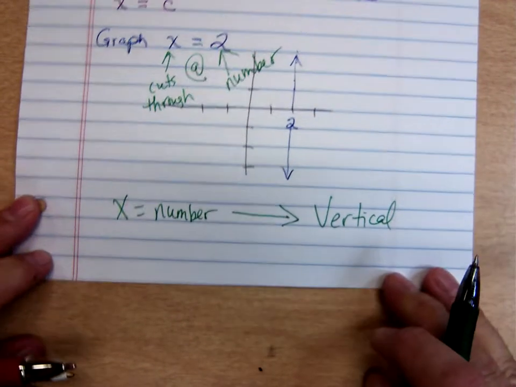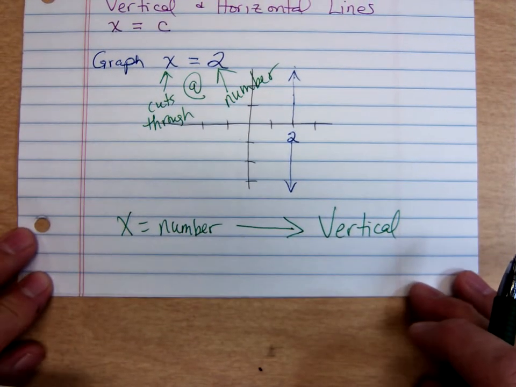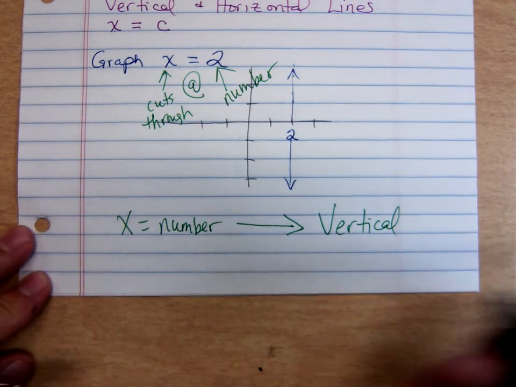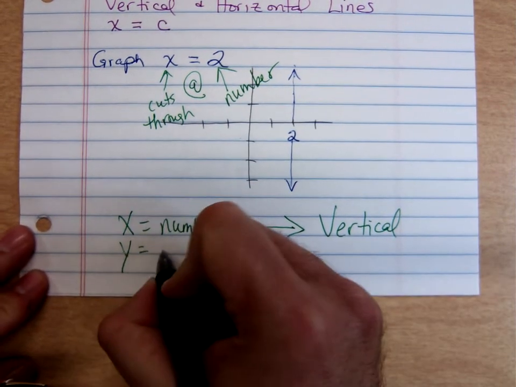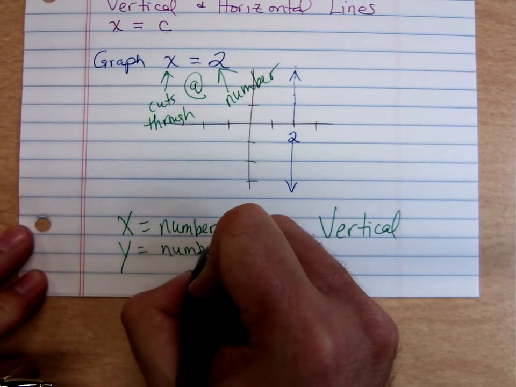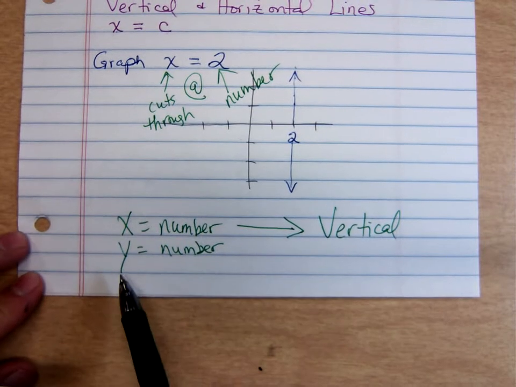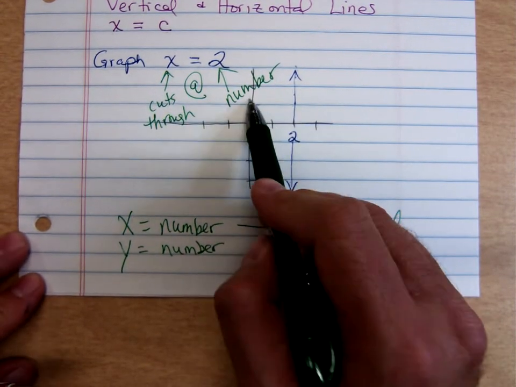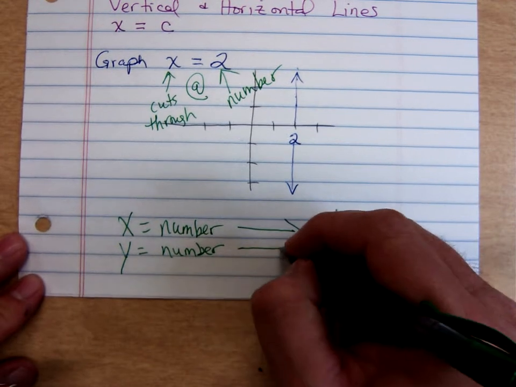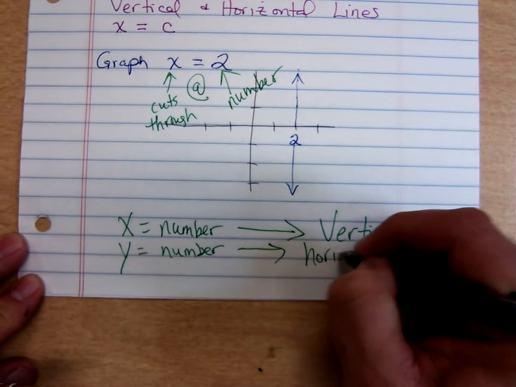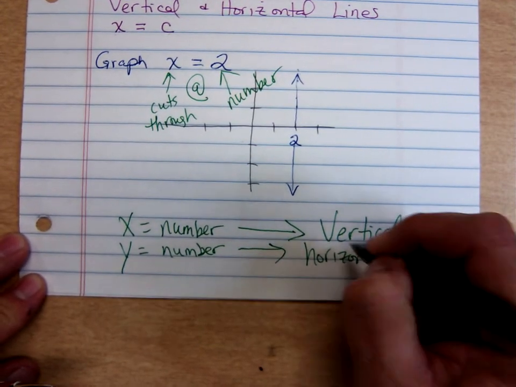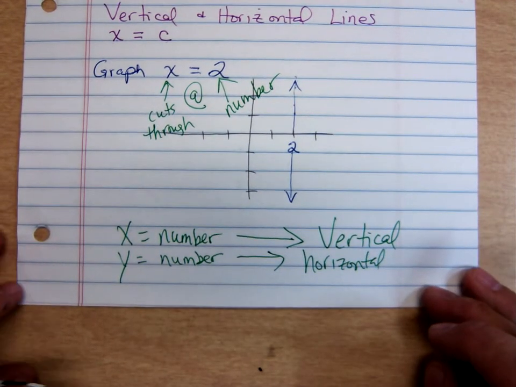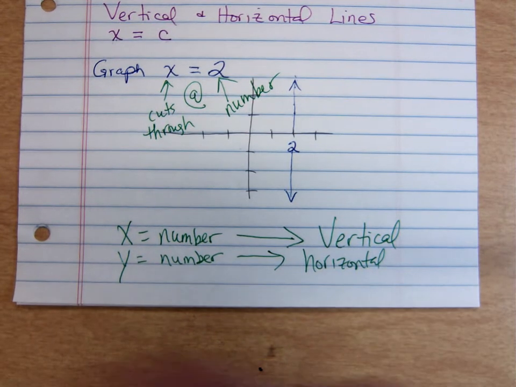Having said that, I bet you can figure out what y equals a number is. Well, what sort of graph would pass through the y-axis? Well, it'd have to be a horizontal line. So it might be exactly the opposite of what you think. Because the x-axis is horizontal, but x equals a number, that's vertical.